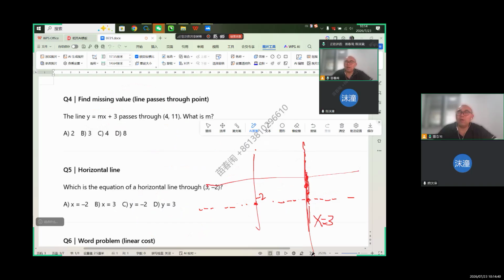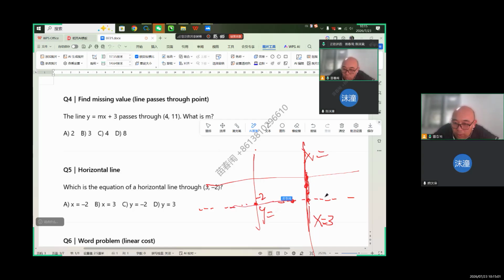I think our teacher used to tell us that we should know a vertical line is always x equals something, and a horizontal line is always y equals something. But I didn't try to remember it at that time. I just think I can just test it. Does that make sense? I don't have to remember anything. I just test all the points.